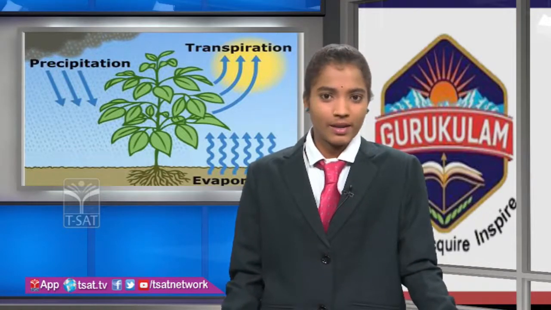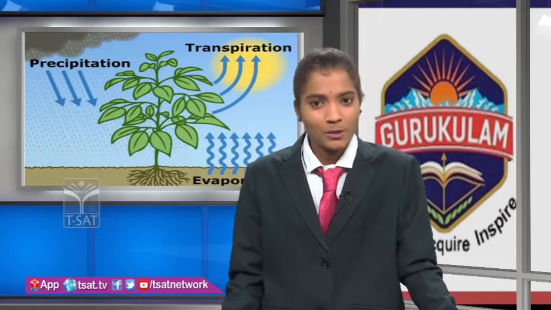Next, precipitation. Precipitation is a process when an insoluble solid is emerging from a liquid. It is also like snow or rain, emerging from the atmosphere.